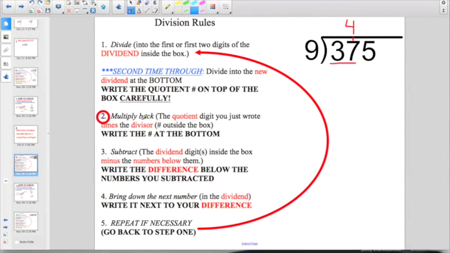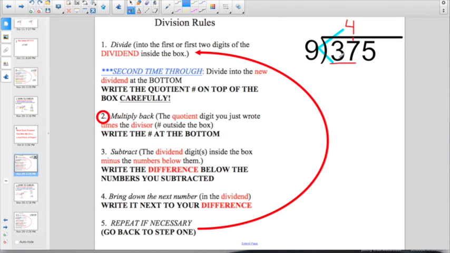Step number 2, multiply back. The quotient digit you just wrote, I just wrote that 4, times the divisor, the number outside the box. 4 times 9. So what is 4 times 9? Hopefully everybody knows that should be 36, right? And just like it says on our sheet, write the number at the bottom. Everybody have it? Hit pause if you don't. We're getting ready to move on to step 3.